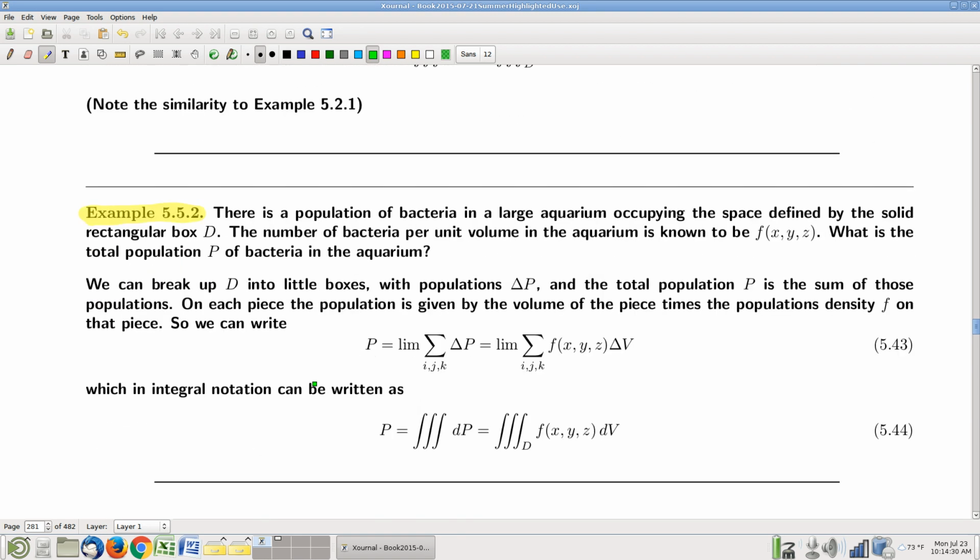Okay. So this is exactly that example. Here I have bacteria, but whatever. Total population is the sum of the populations in each little box. We're going to add up over the entire box. That means we're adding up in the x, y, and z directions. On each little sub-box, population is population density times volume, and thus a triple integral. And again, notice the shorthand notation.